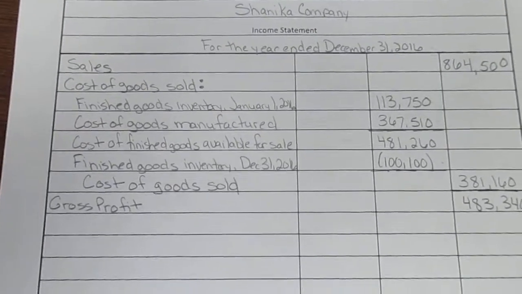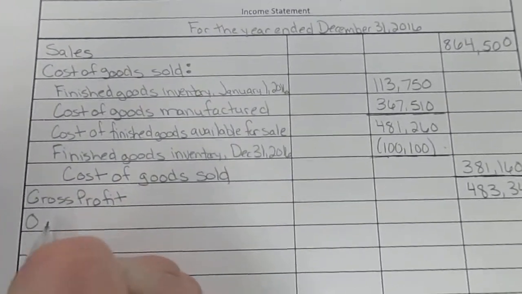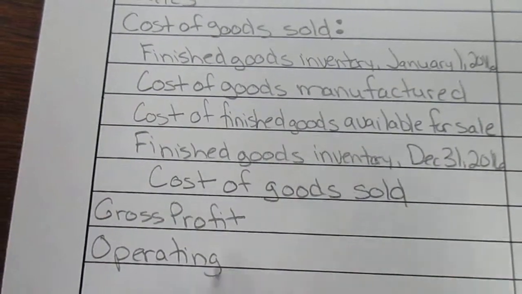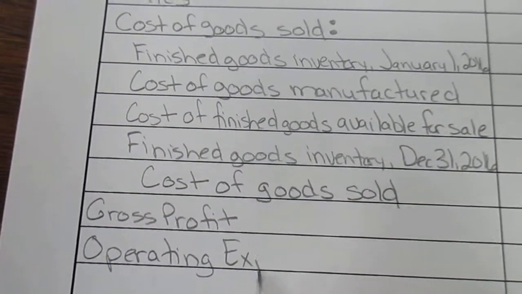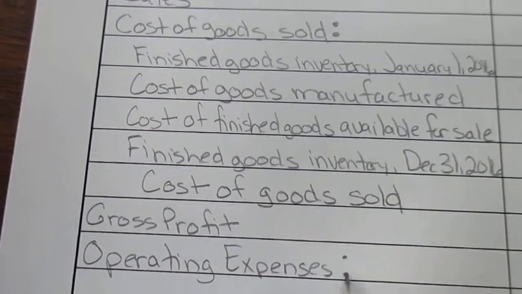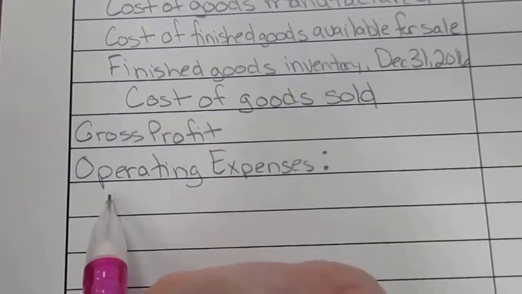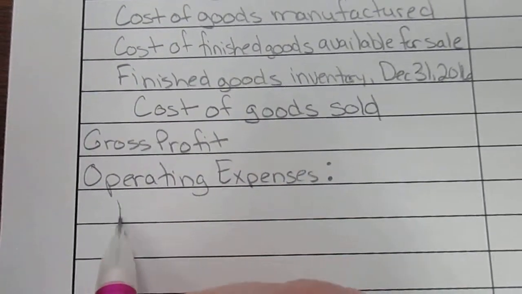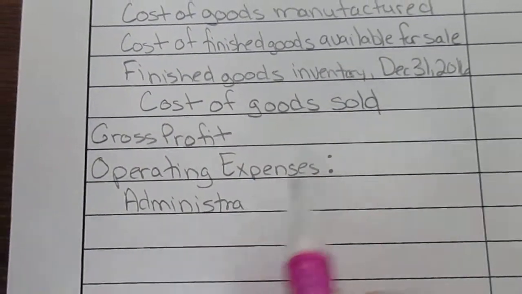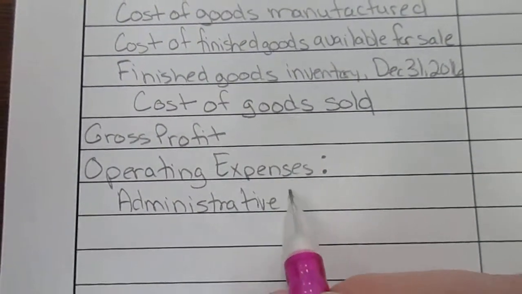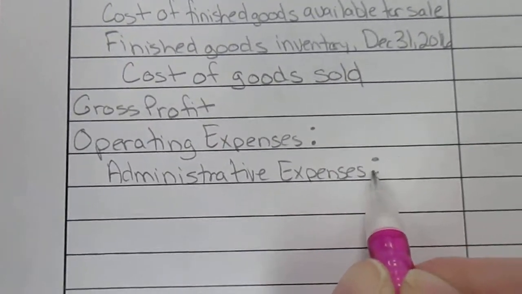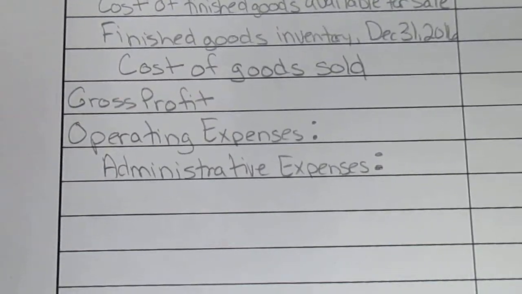However, we do have other expenses. We have some operating expenses we need to take care of. We learned from 1-2B that operating expenses are divided into two different sections. They're divided into administrative and selling. So we're going to start with administrative. We start with administrative because they're in alphabetical order. We do have a bunch of administrative expenses to list, so we're going to put another colon there.